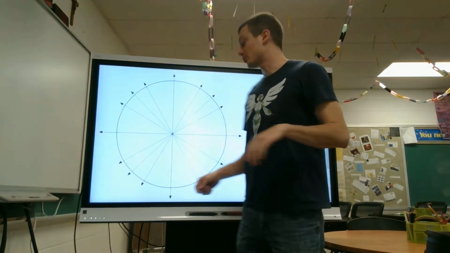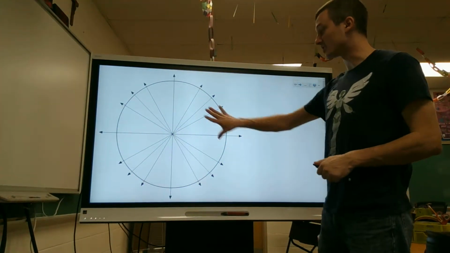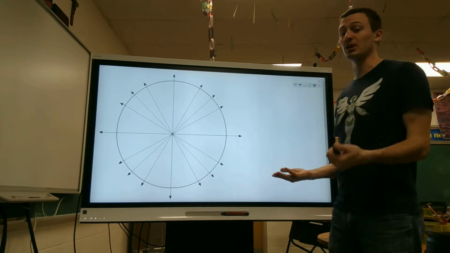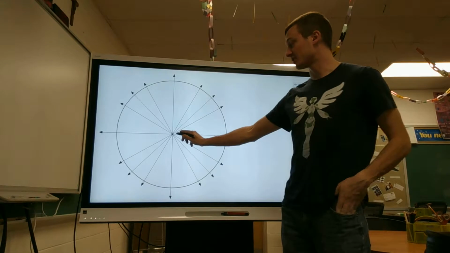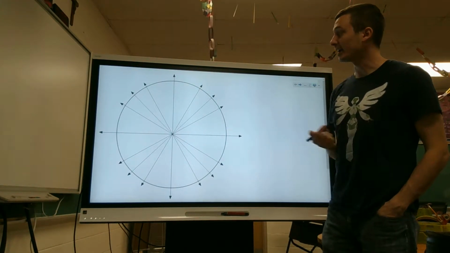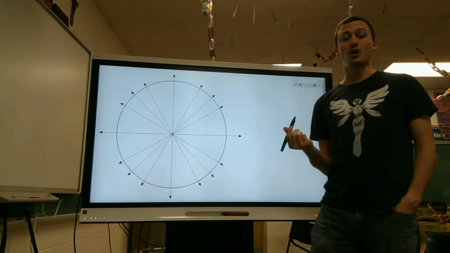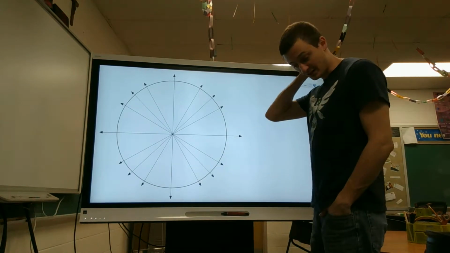All right, let's talk about the unit circle. So this is the unit circle. It's called the unit circle because the radius of it is 1 unit. So the distance from here to here is 1 unit, and technically this is drawn on a coordinate system.